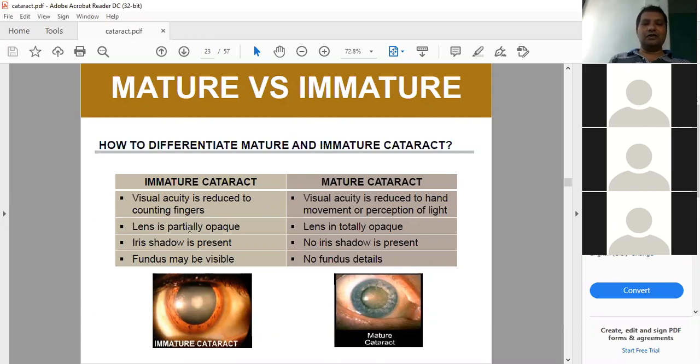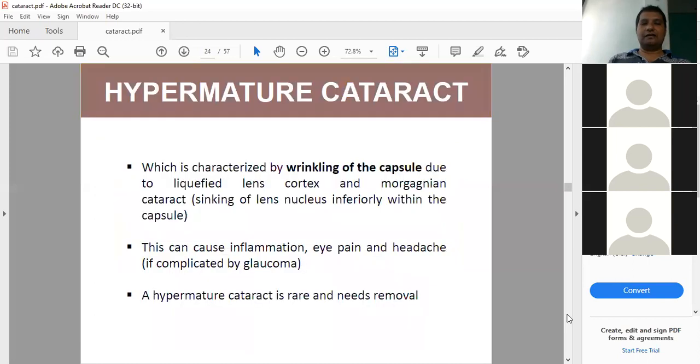The lens is partially opaque in immature cataract; the lens is totally opaque in mature cataract. Iris shadow is present in immature cataract; no iris shadow is present in mature cataract. And fundal glow will be visible in immature cataract, whereas you will see no fundal glow in mature cataract.